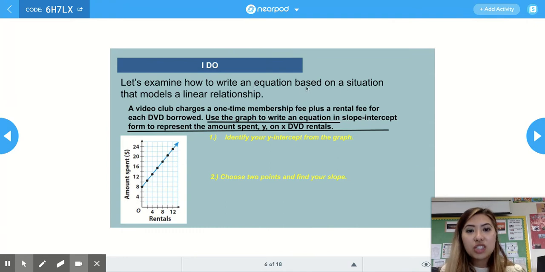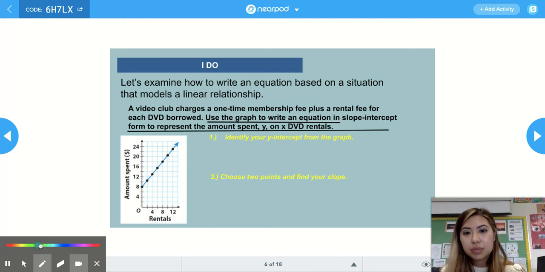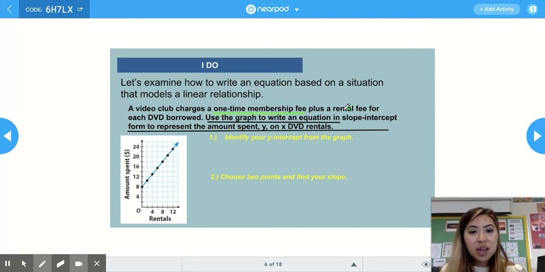This first I do reads, let's examine how to write an equation based on a situation that models a linear relationship. It says a video club charges a one-time membership fee plus a rental fee for each DVD borrowed. So if we didn't have this graph and we had to write an equation given this verbal statement, one-time membership fee should tell you that that is representative of our y-intercept or our b value. And then the rental fee, because it says for each DVD borrowed, our keyword is each, tells us that the rental fee is going to be our slope.